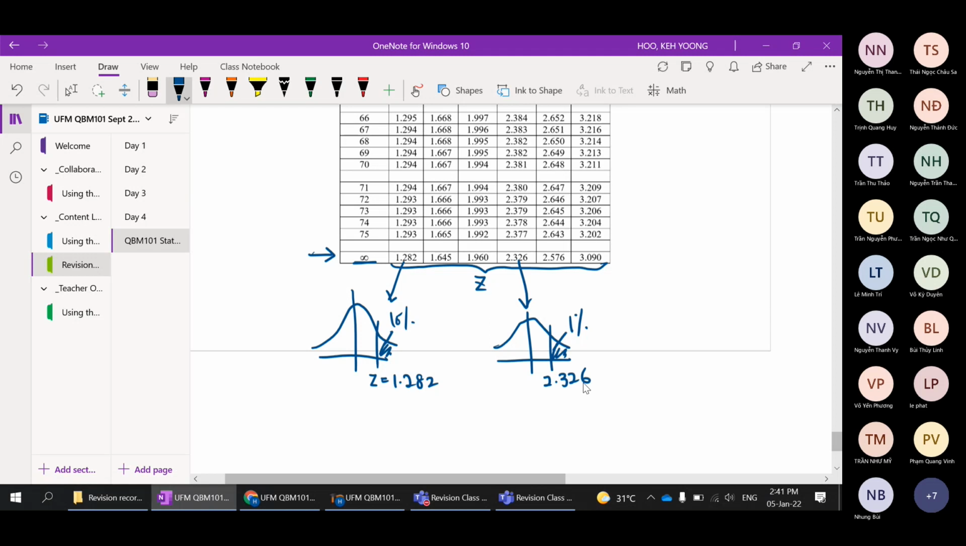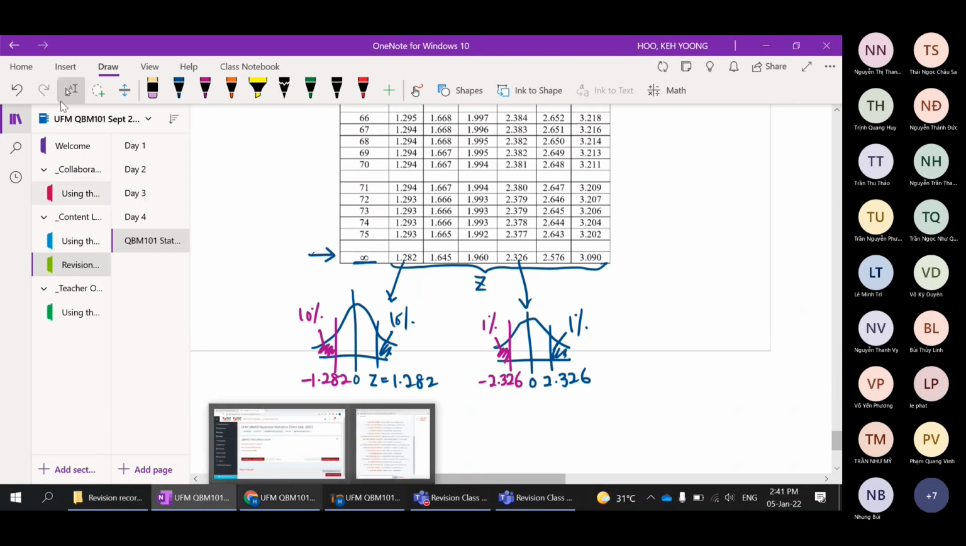How about if the area is on the left hand side, let's say the area lies on the left, 10%? The Z value would be a negative value. Same for this one: if we reflect it to the left hand side, the value will be negative, because remember the middle is always 0. Right side is positive, left hand side is negative.